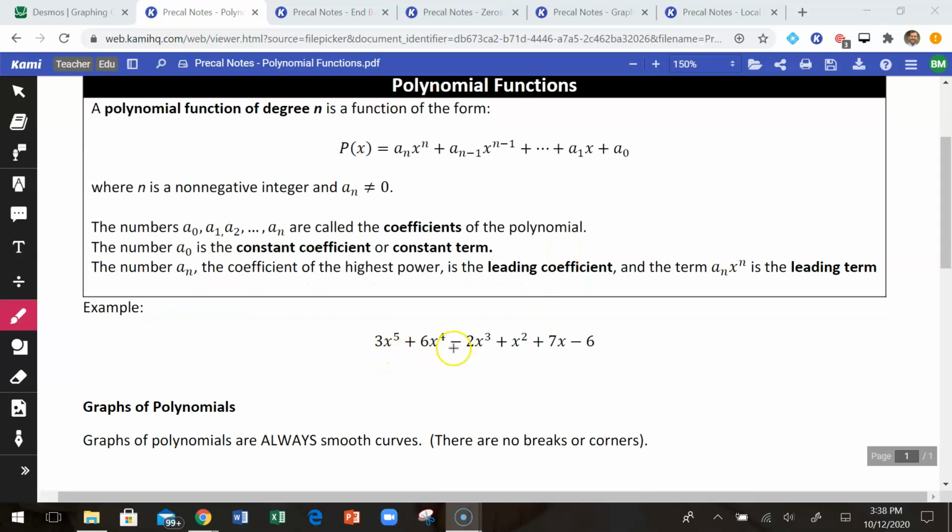Here's an example of a polynomial. We have 6 terms here in our polynomial, but our leading term is 3x to the 5th. Our leading coefficient is 3. Our constant term is -6. But this would be an example of a polynomial.